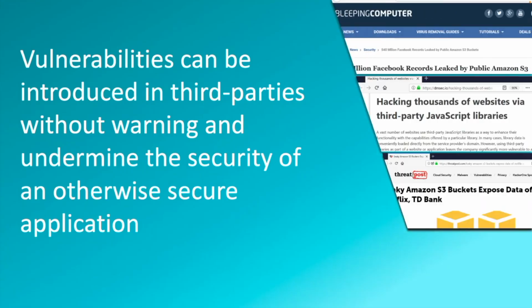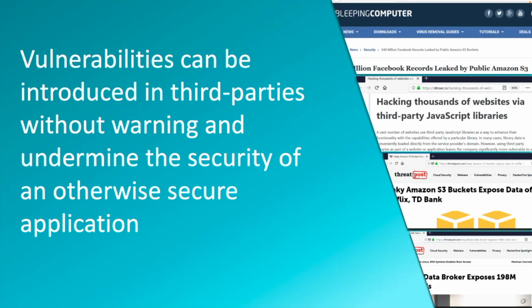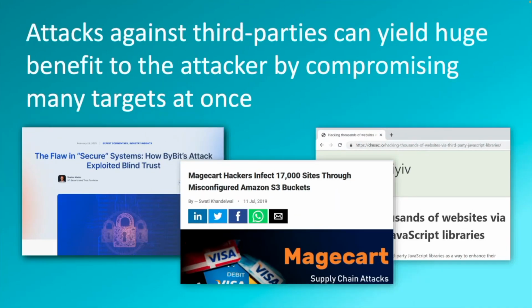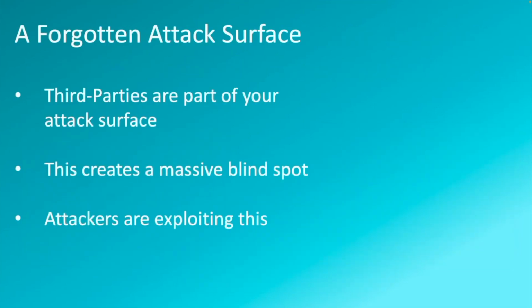Vulnerabilities can be introduced into third parties without warning and undermine the security of an otherwise secure application. Attacks against third parties can yield a huge benefit to attackers by compromising many targets at once, and these have very real impacts. If you look at the likes of bucket compromises, these things can yield huge results. There's many data records stored in these, or in many cases they're used for serving up static content on sites at the same time as well. They present a really juicy target for an attacker. All of this becomes a forgotten attack surface.